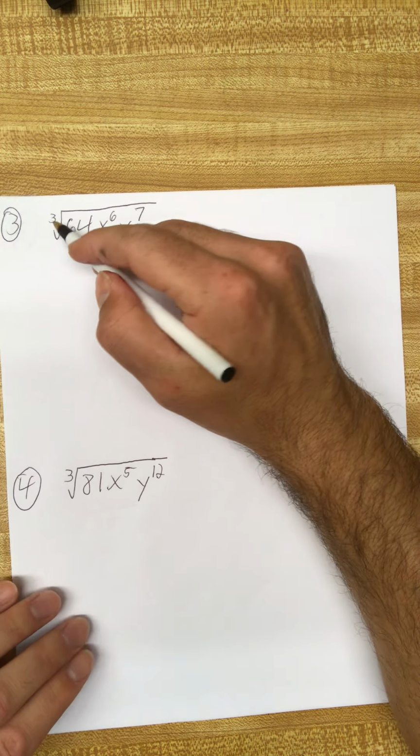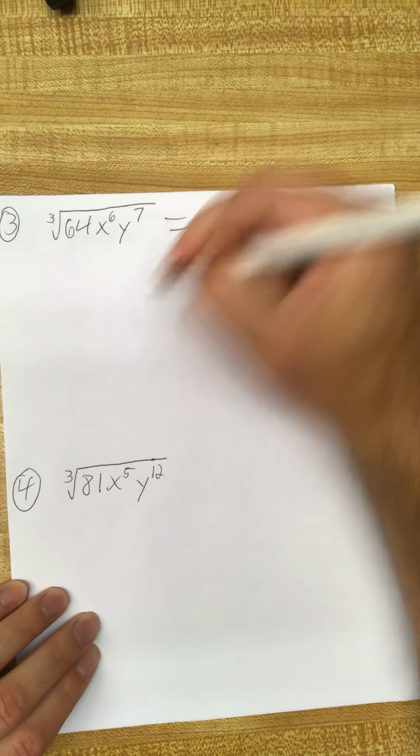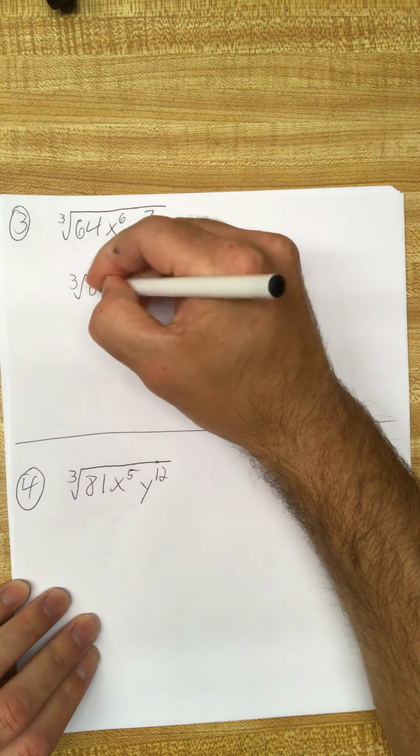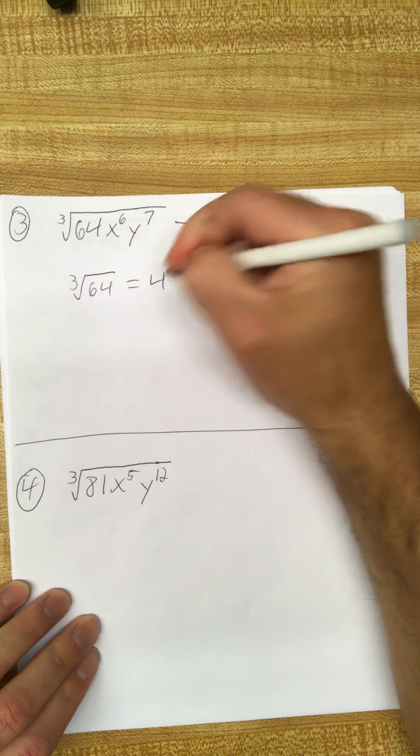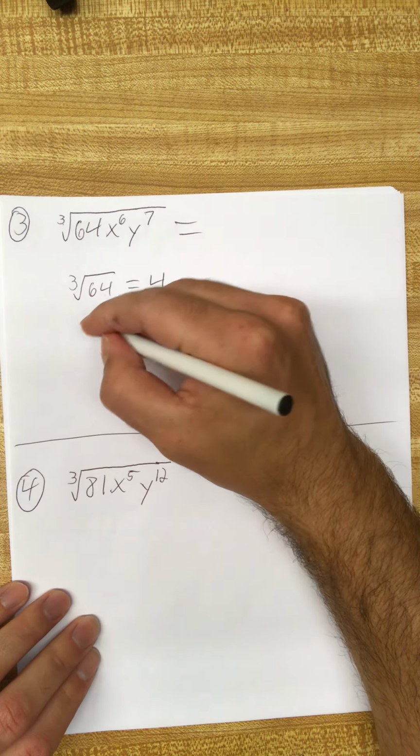Alright, so moving on to cube roots. Again, always make sure you look at the root first because that changes a lot with every problem here. So first up, we got the cube root of 64. Nice and easy, it's just 4. 4 times 4 times 4, 64.